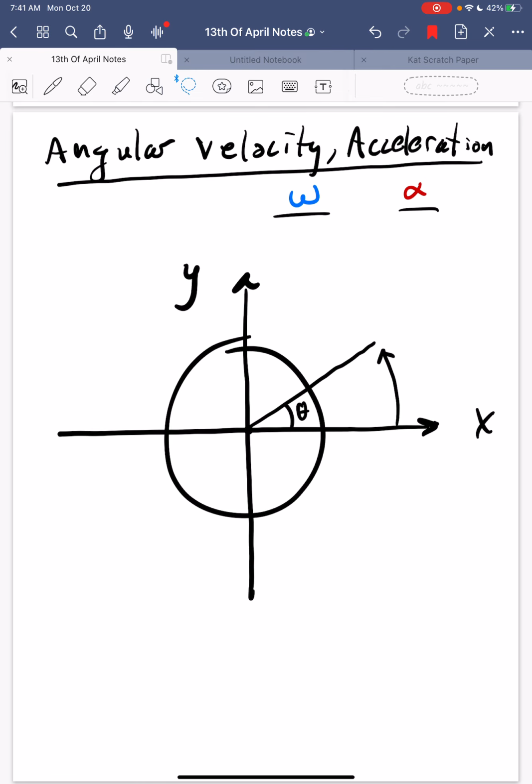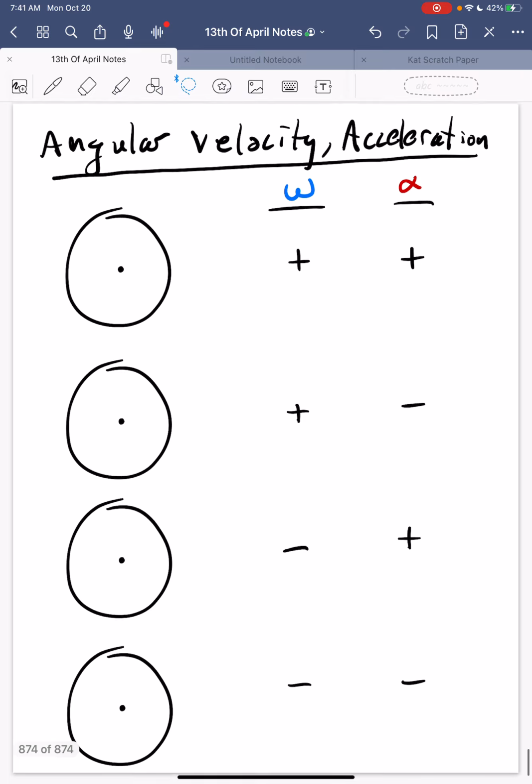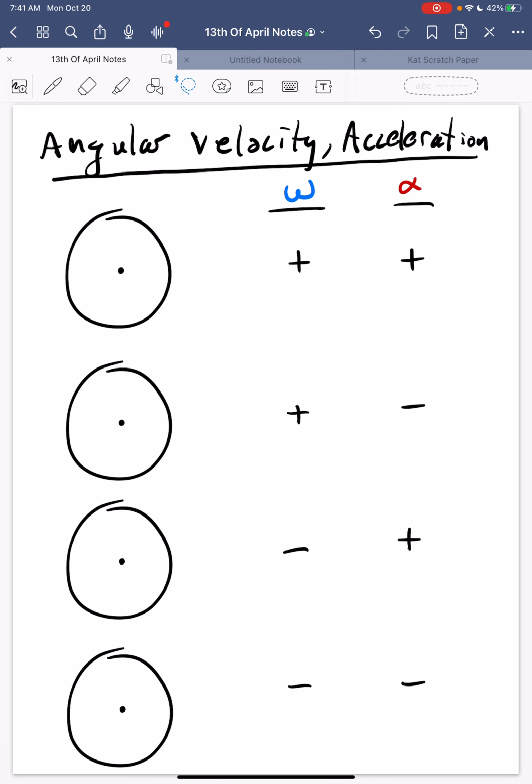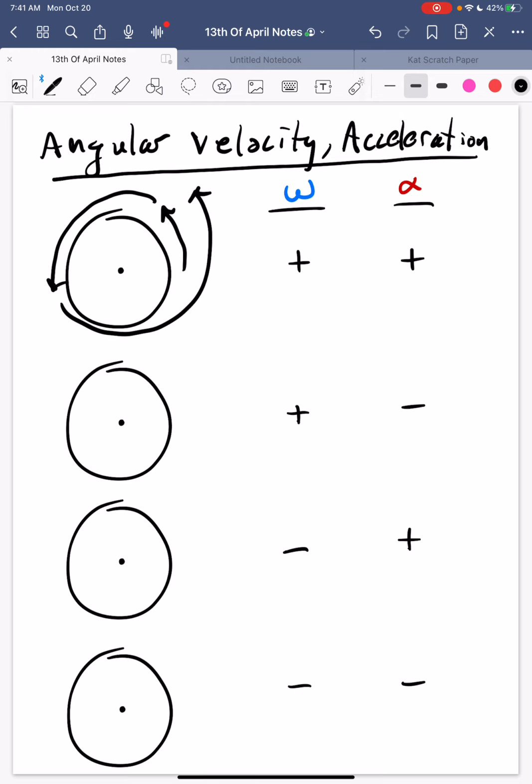Okay? So let's take a look at different situations that we could have with a disk that's spinning. Imagine we've got a disk and it's got a positive angular velocity. That means it's spinning in this direction. Now, if it has a positive angular acceleration, alpha, then it's going to get faster and faster as time goes on. So it might start out with that velocity and then pick up speed and go like this, and then pick up speed and go like that. So that's the situation for positive omega and positive alpha.